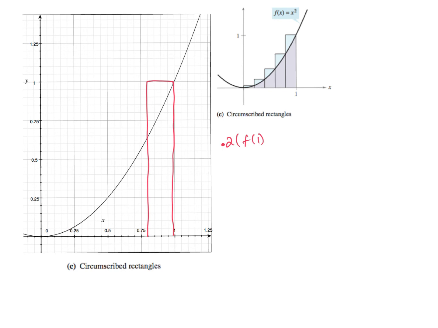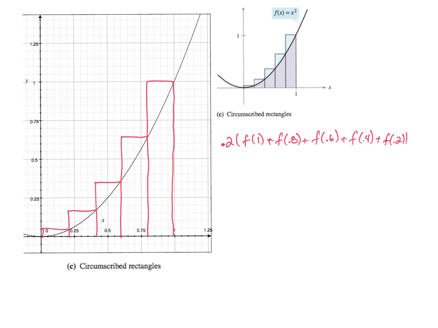And then plus f of what? 0.8. And then f of 0.6. And then f of, and then f of, and then f of, I'm done. All right. Why am I done? Because there's 5. I can't go past 0. I want to stay bounded between 0 and 1.